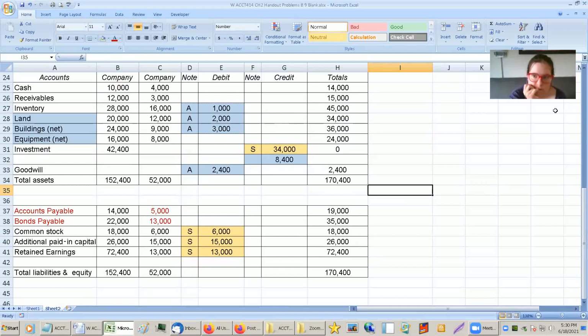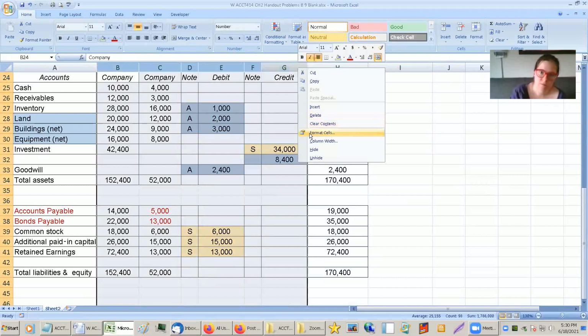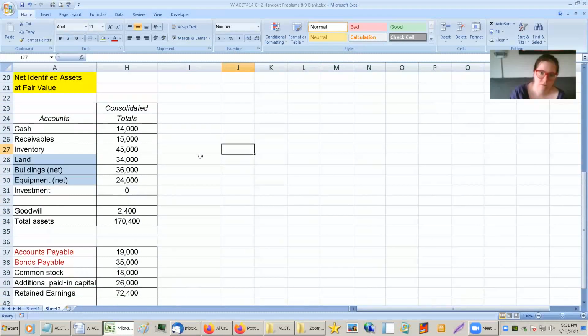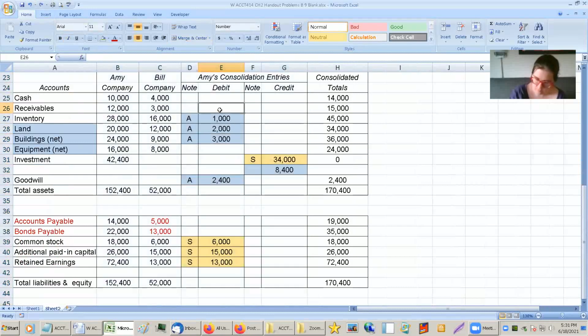Yeah. So this would be what it looked like, the consolidated. And then after they put those financial statements out, these would all be reversed. And these are only on Amy company's consolidation. Bill company is just operating like they've always been.